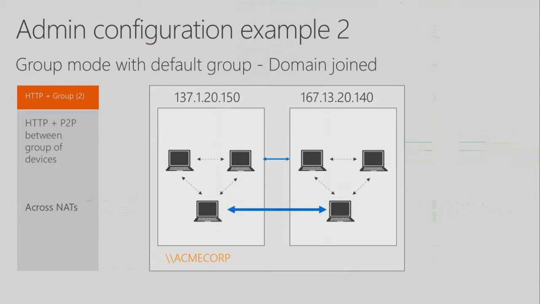At Microsoft, even 2 machines in my office use different public IPs. So if MSIT didn't deploy that, we wouldn't be seeing a lot of peer-to-peer activity with the default option. So MSIT pushes the group mode to all Microsoft employees around the world.